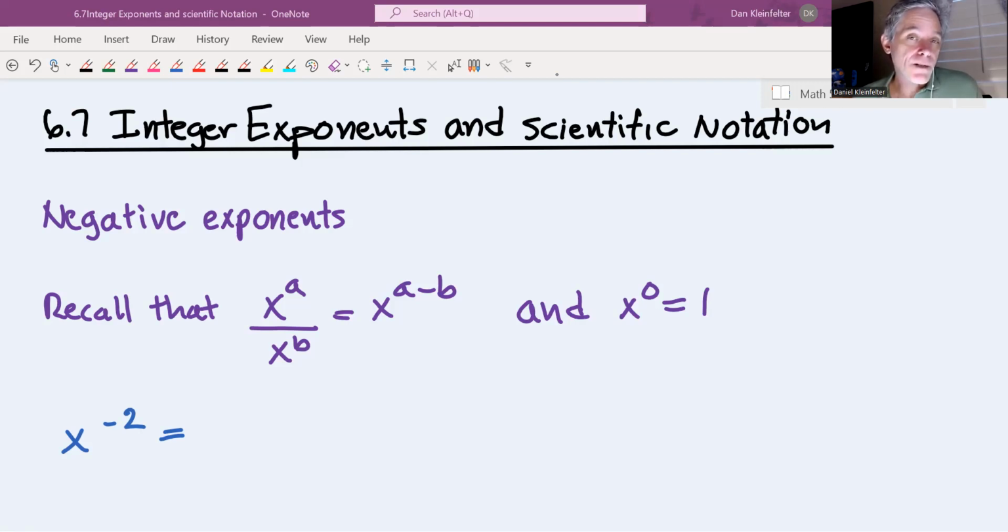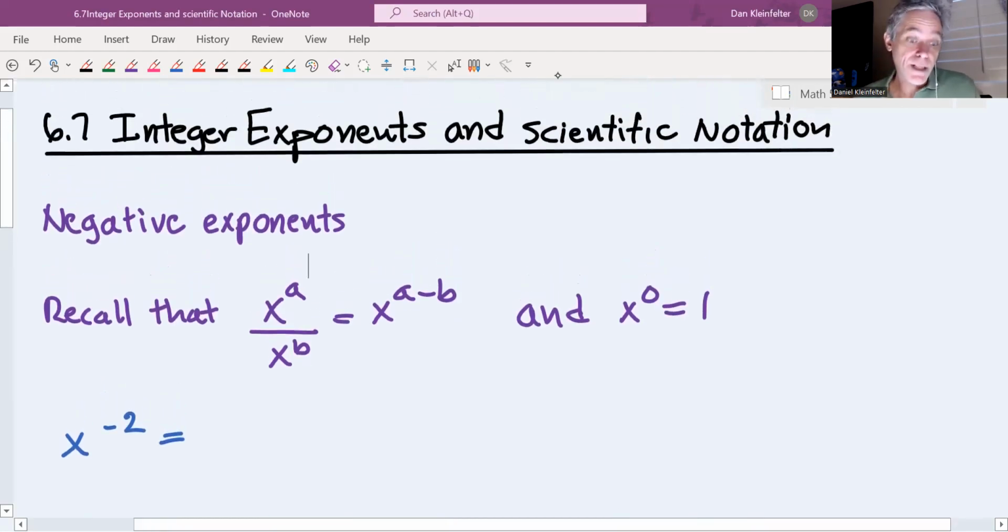And then the second part will be about scientific notation, which is a way of using exponents to represent numbers that are either really large or really small. And that way of measuring or showing really large or really small numbers is commonly used in sciences. So that's the section. So the first thing is on negative exponents.